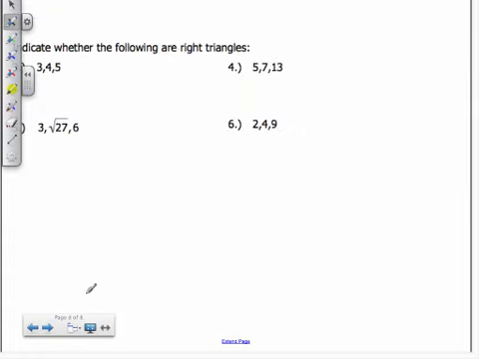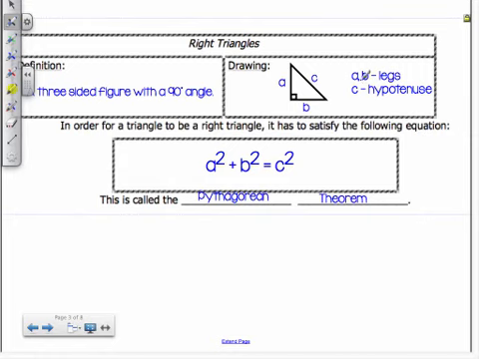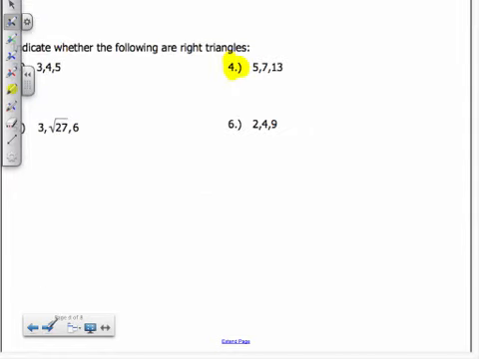So what we're going to do is plug in our information into that formula. Let's do question number 4 together right now. So the question is, which one of these sides is going to be the C? Now, if you remember, we discussed previously that the hypotenuse is always going to be the longest side. So out of all three of these numbers, 13 is going to be the longest side, which means it's going to be the hypotenuse.